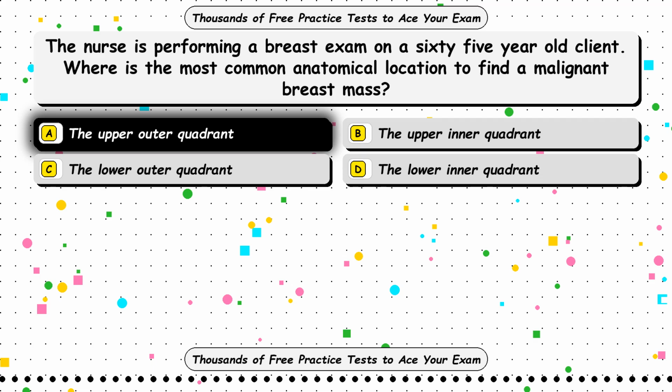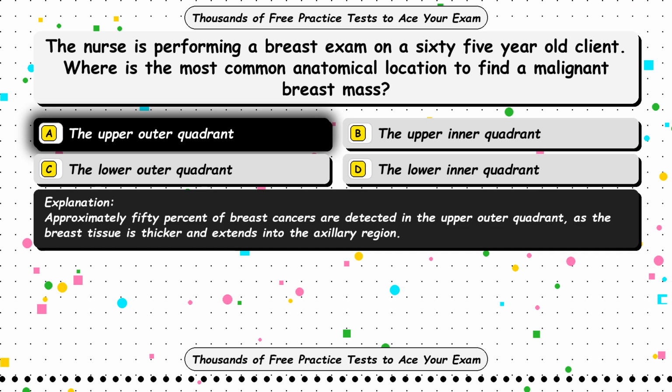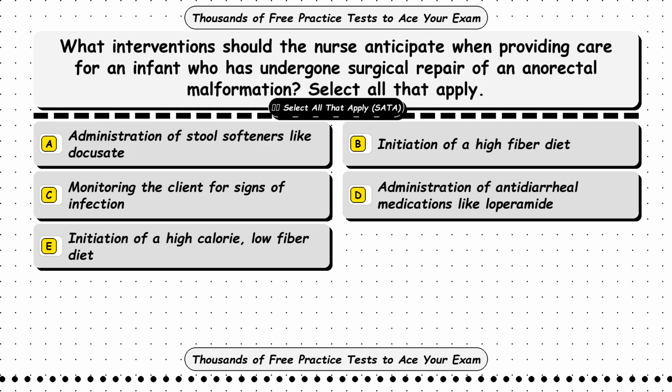The correct answer is option A, the upper outer quadrant. Approximately 50% of breast cancers are detected in the upper outer quadrant, as the breast tissue is thicker and extends into the axillary region. Question 55.